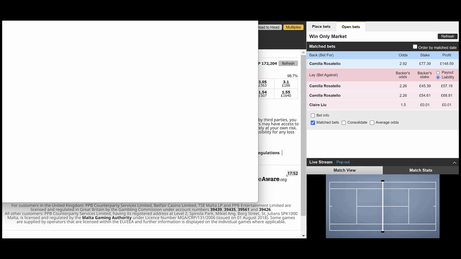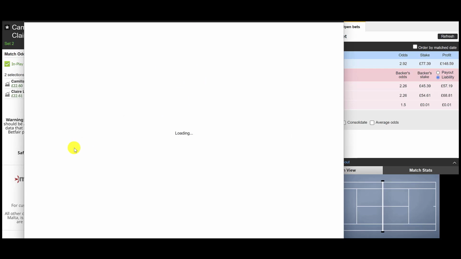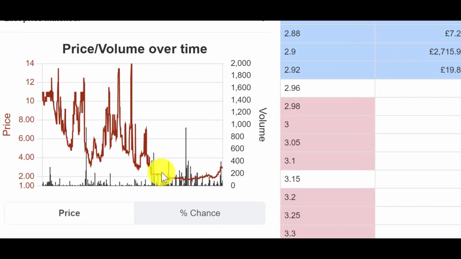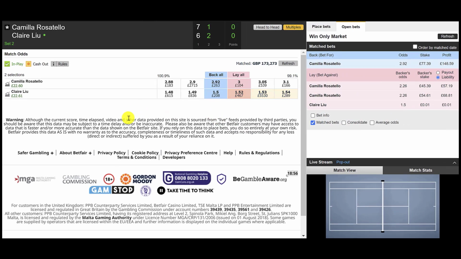And just to show you on Rosatello, let's see how the price has moved on this one. And a bit of a crazy match this has been. Okay, so big price favourite, hitting around evens, and obviously now drifting. So yeah, there you have it. And the idea is that you would do this early in the second set. You're not going to start to gamble. You're not going to be laying Rosatello for the whole second set.